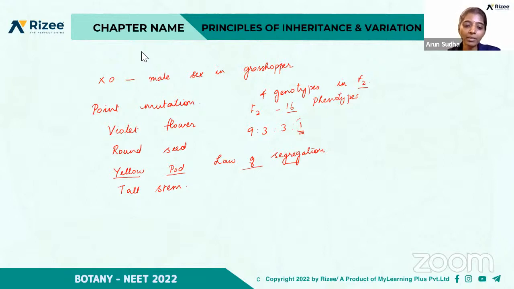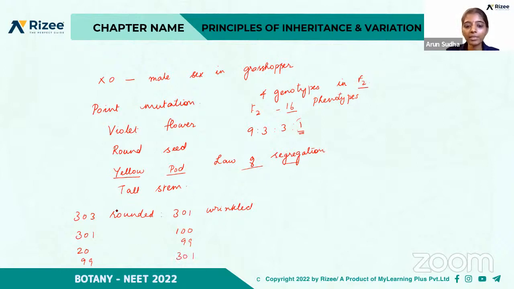A heterozygous round-seeded plant is crossed to a recessive wrinkle-seeded plant. The progeny would be: option A, 303 round and 301 wrinkled; B, 301 round with 100 wrinkled; C, 20 round with 99 wrinkled; D, 99 round with 301 wrinkled.